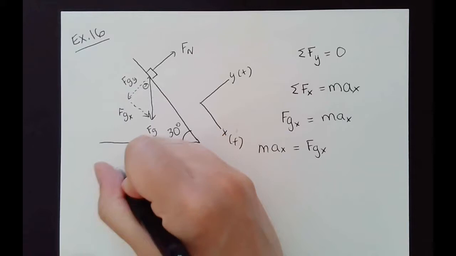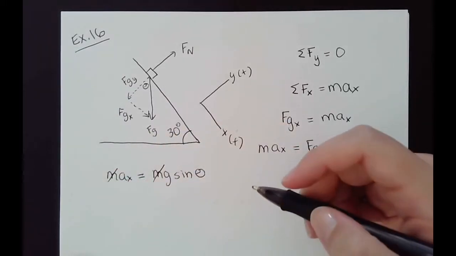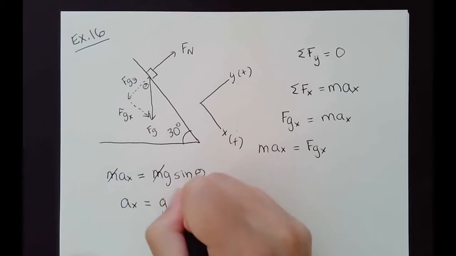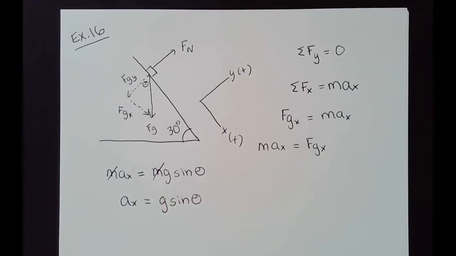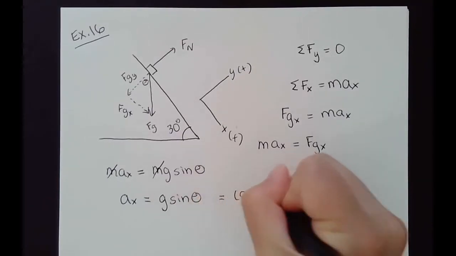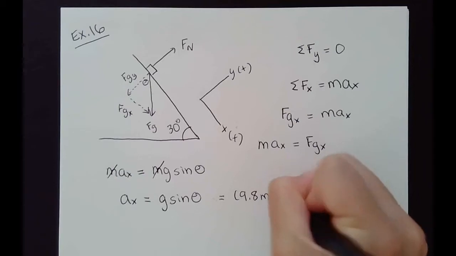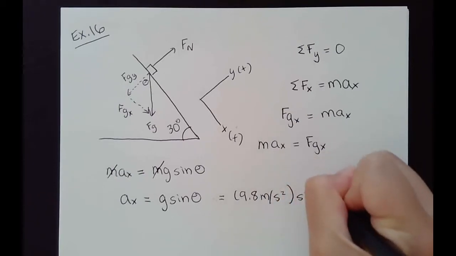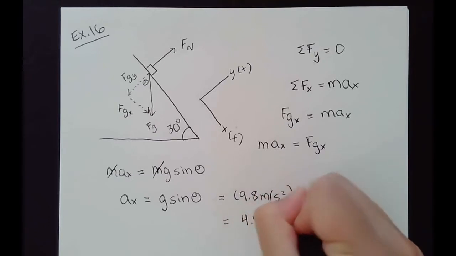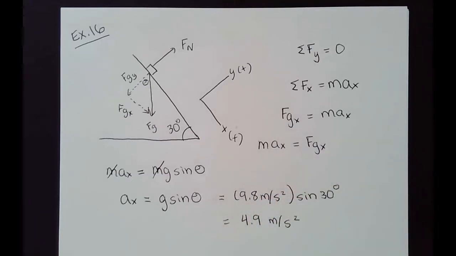And notice that the mass cancels here. This result is independent of mass. The acceleration equals g sine theta for this brick moving down the incline without friction. And then we can plug in, we have 9.8 meters per second squared sine 30, which is 4.9 meters per second squared.